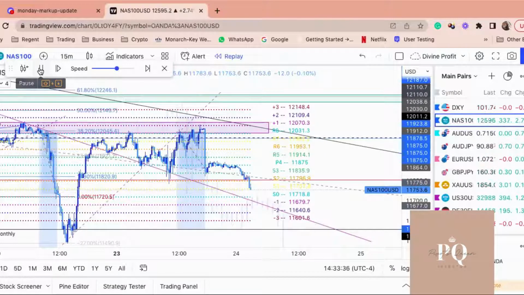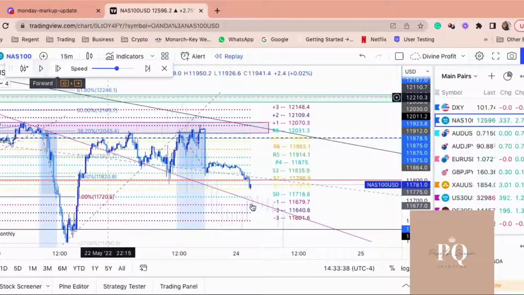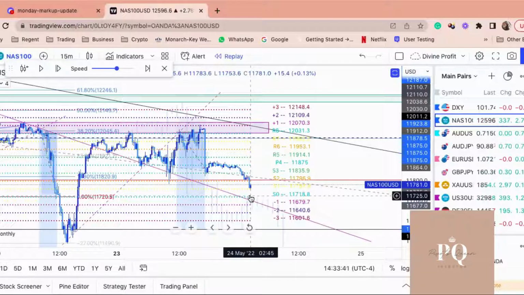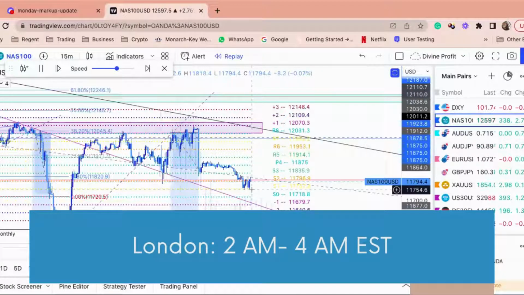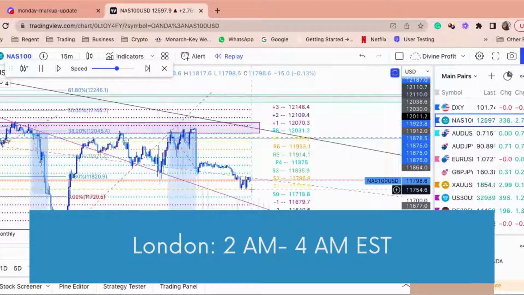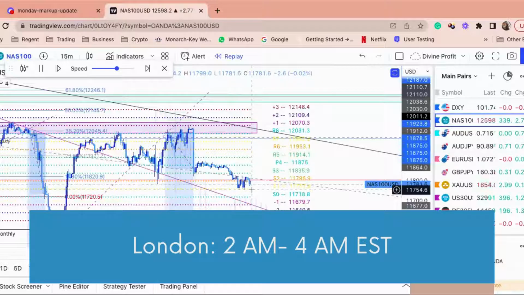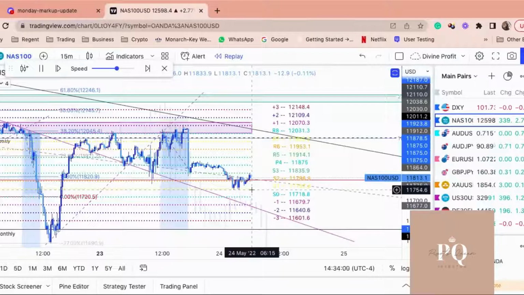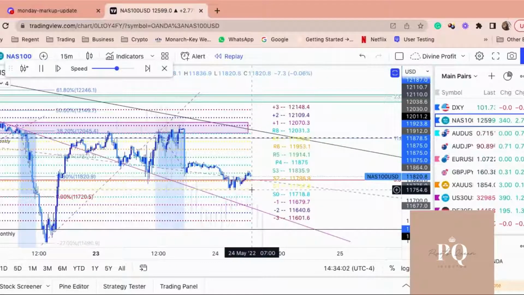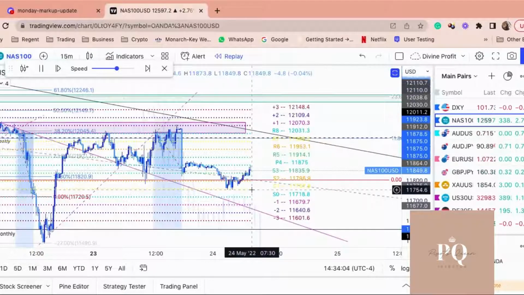You can also find some moves on NAS. I'm gonna stop playing this for a second. Around London time. Actually, I'm gonna let it keep going. That's not where I want to get. You could find some moves around London time. London time really starts at 3 a.m. EST, but you want to start looking around like 2 a.m. EST, so you can be ready for it.